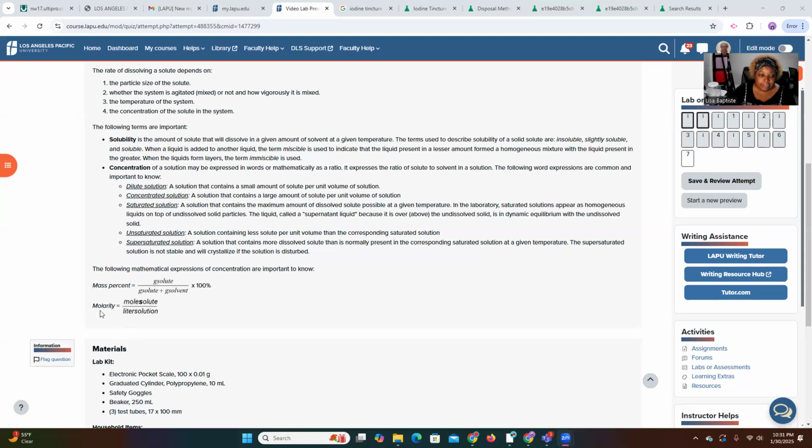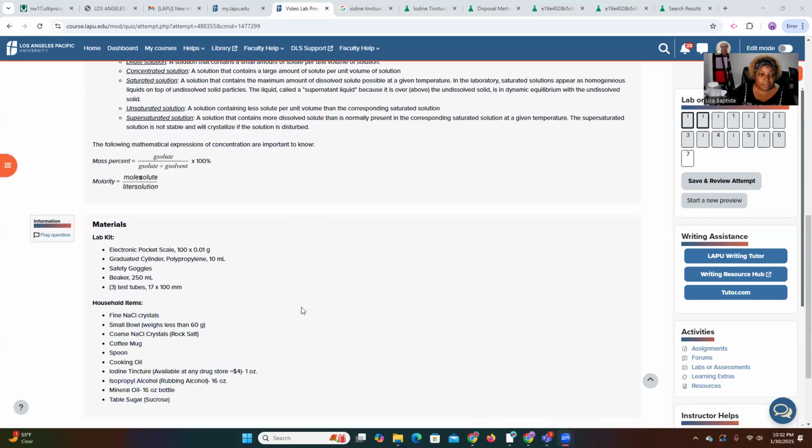Then we have the molarity. The molarity is the moles of solute over liters of solution. So if you start off with grams of your solute, you have to convert it to moles using the molar mass that's listed in the periodic table. And then the liters of solution. If you have milliliters, you do need to convert that to liters for this calculation. If you need help with these calculations, please let me know.